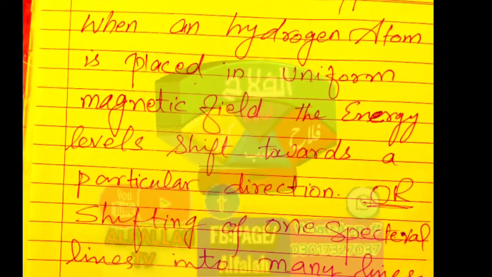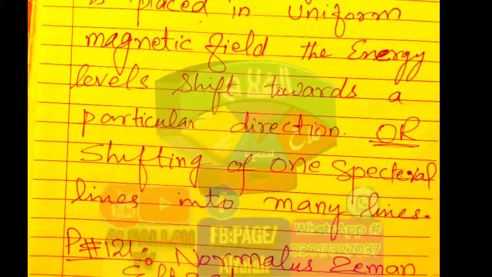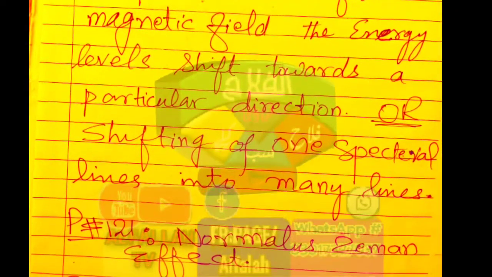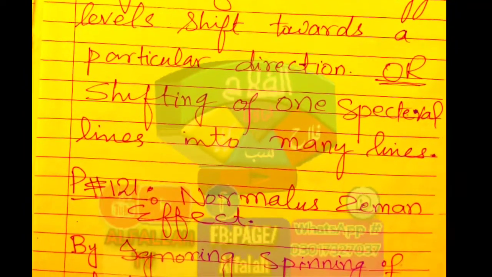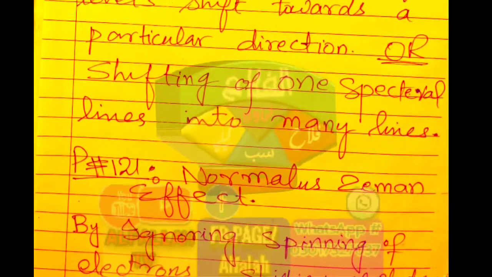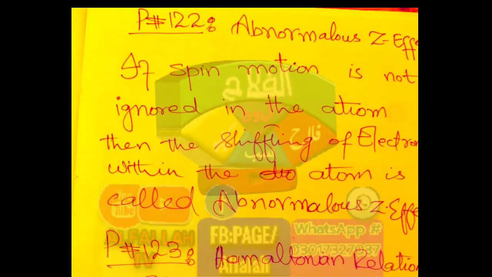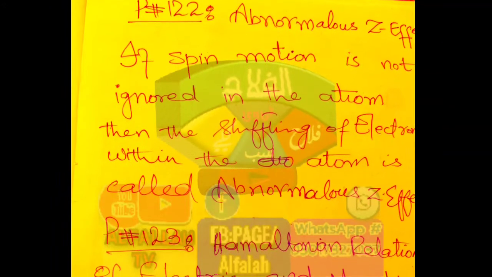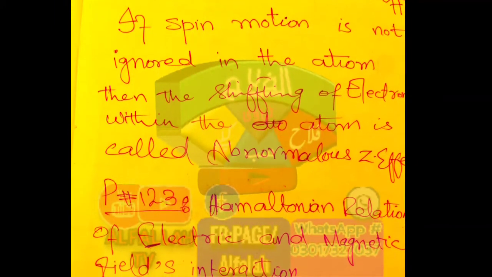Now point number 120 is the Zeeman effect. When a hydrogen atom is placed in a uniform magnetic field, the energy levels shift, or the splitting of one spectral line into many lines is called the Zeeman effect. Point 121, the normal Zeeman effect: ignoring the spin of the electron, the shifting of the electron energy within an atom is called the normal Zeeman effect. Point 122, the anomalous Zeeman effect: if spin motion is not ignored in the atom, then the shifting of the electron within the atom is called the anomalous Zeeman effect.